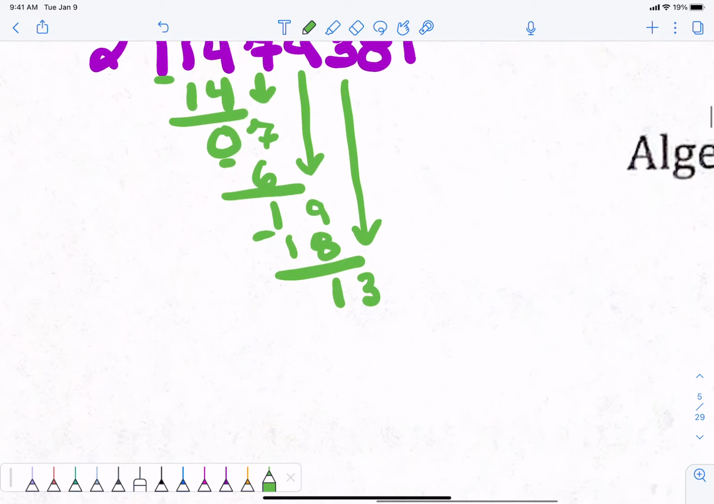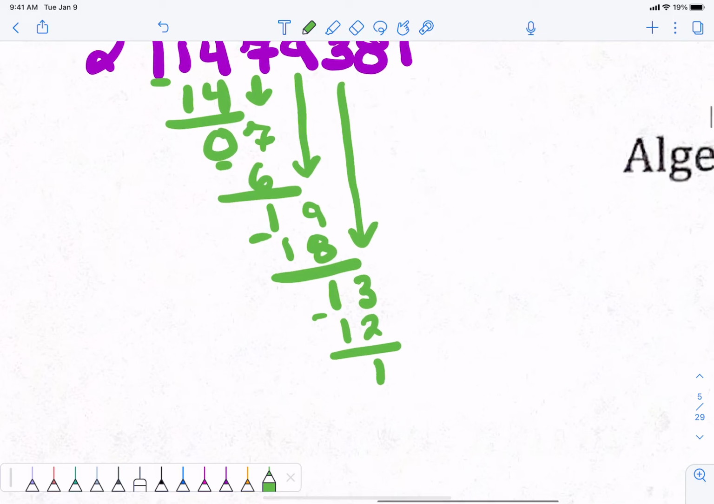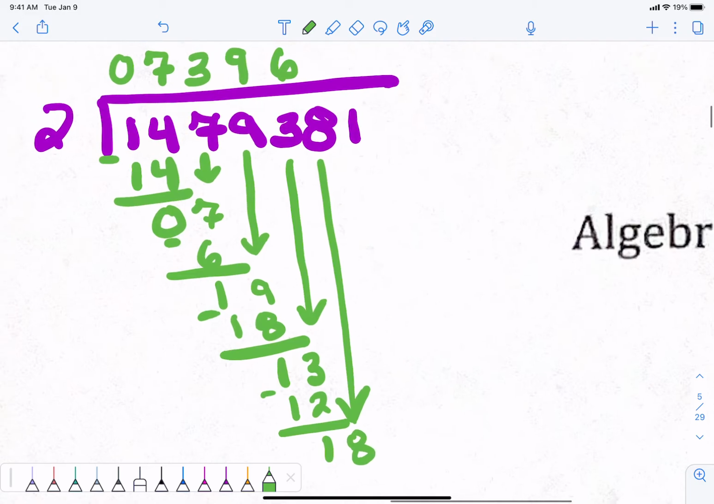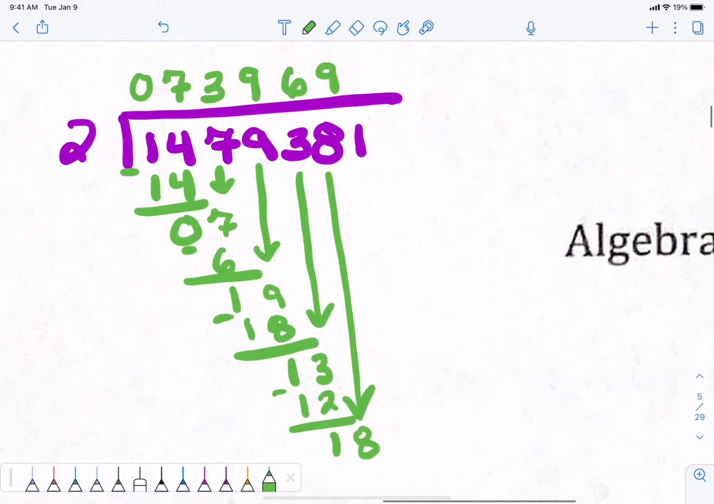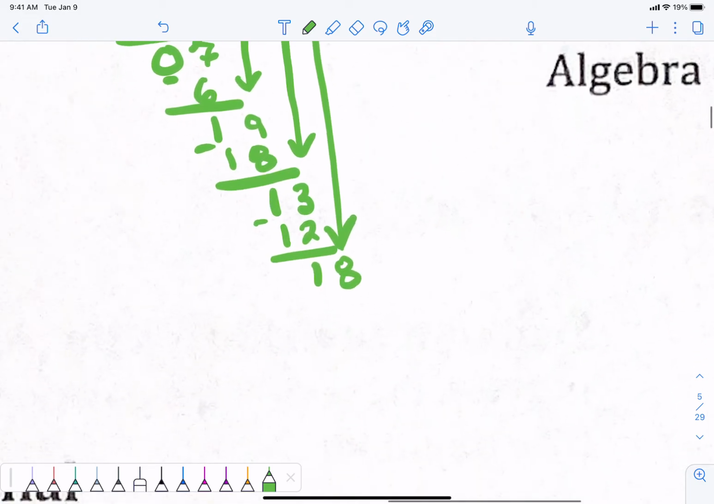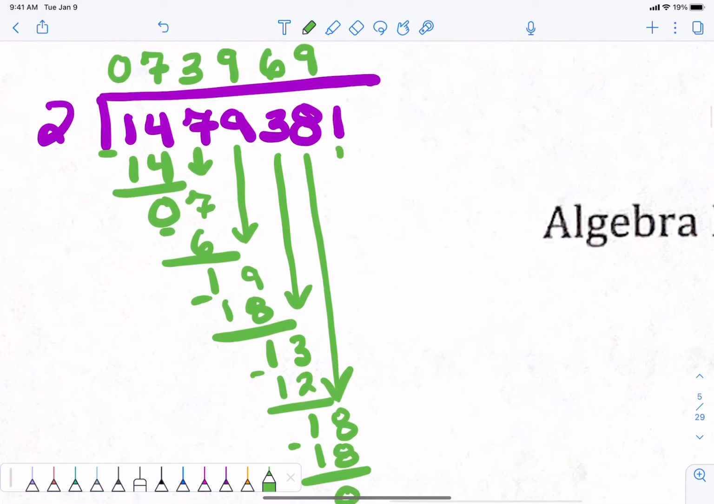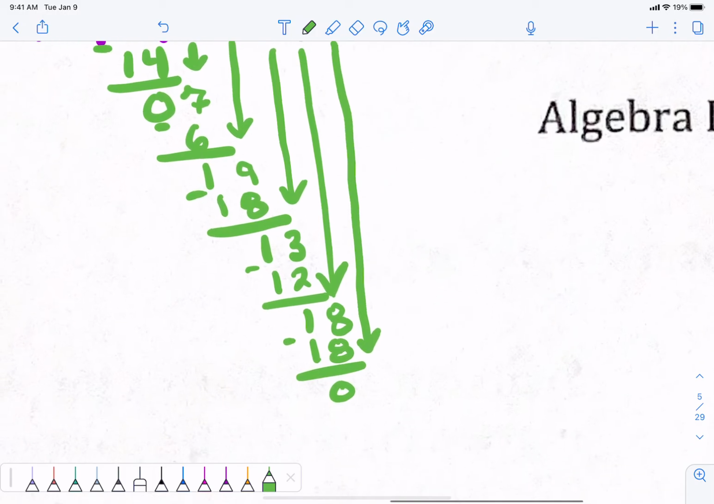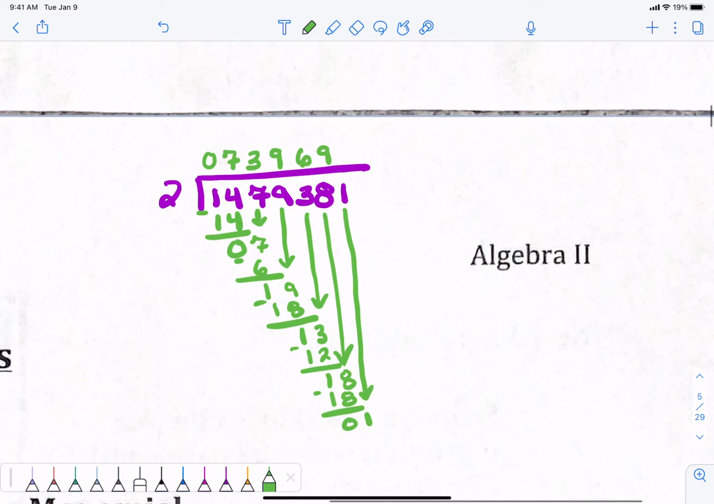6. 6 times 2 is 12, and we subtract 12, and we get 1, and we drop the 8 down. And that's 18. How many times does 2 go into 18? 9, and that comes out perfectly. That is 18, but we're going to subtract that 18 and we get 0. And then we have a 1 that comes down. How many times does 2 go into 1? 0, so we put 0 down.